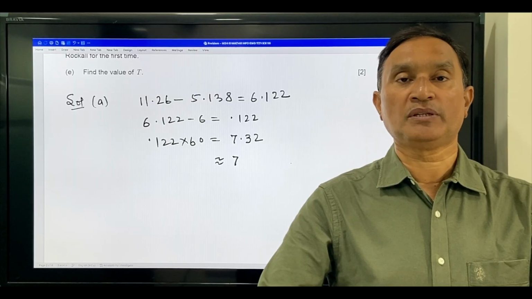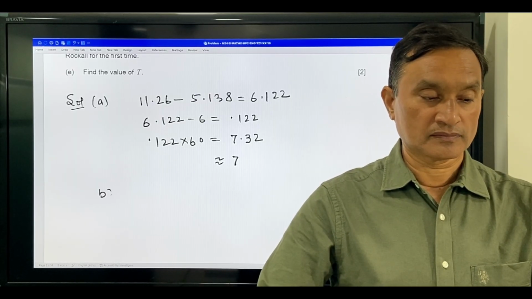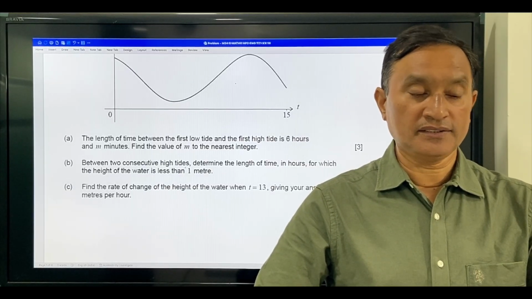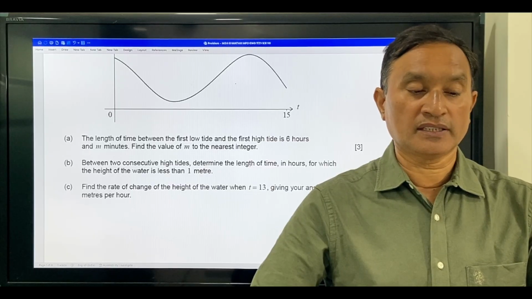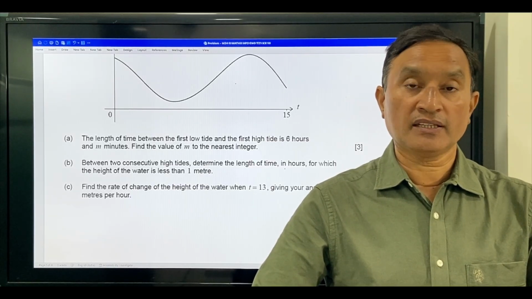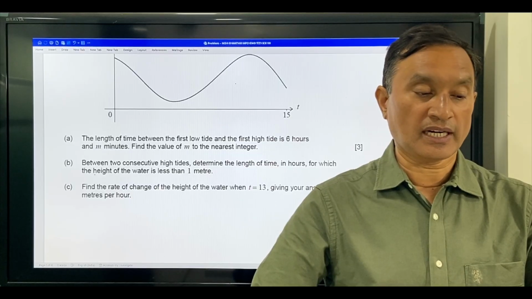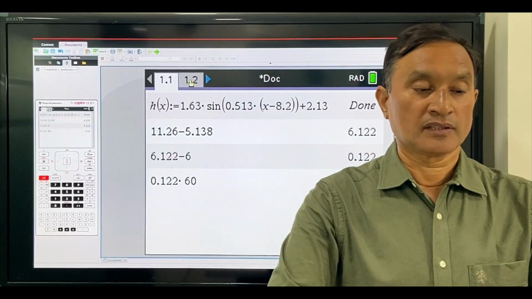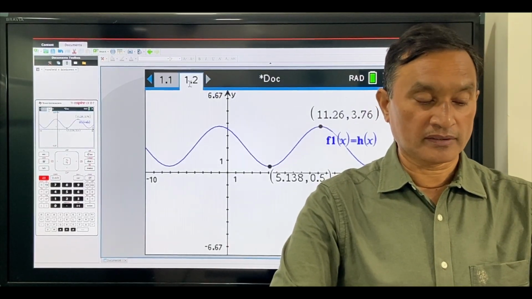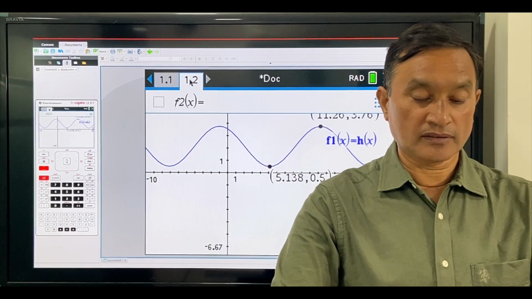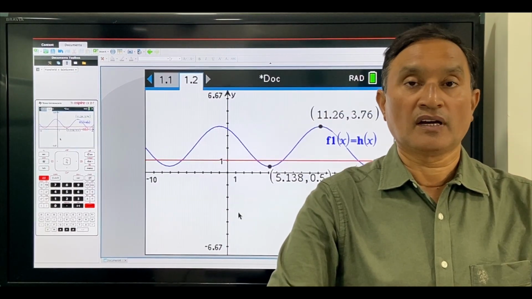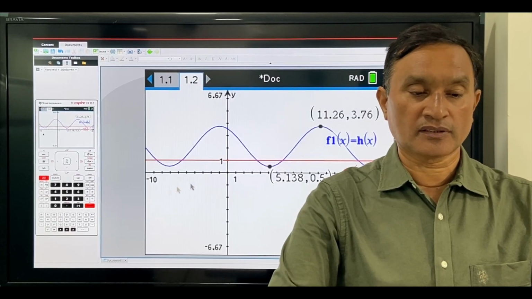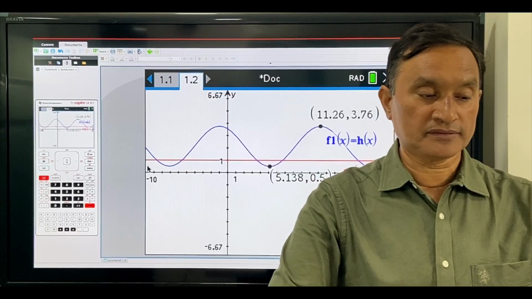Now we will proceed to part B. Between two consecutive high tides, determine the length of time in hours for which the height of the water is less than 1 meter. So we will make a height of 1 meter here, and now we will find the points of intersection of 1 meter and the graph.